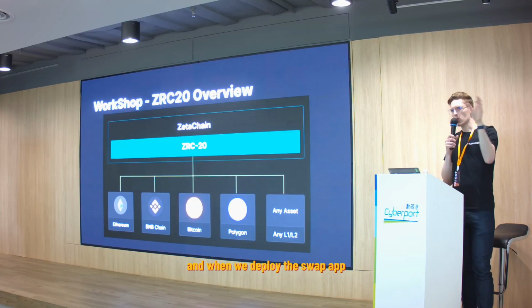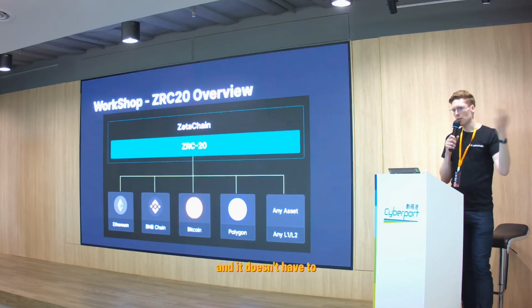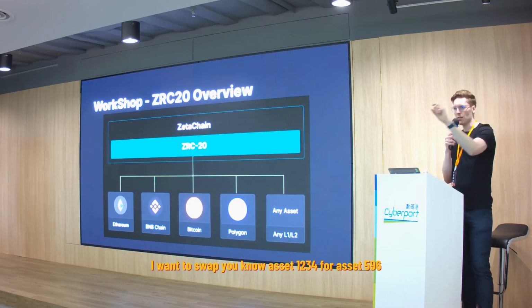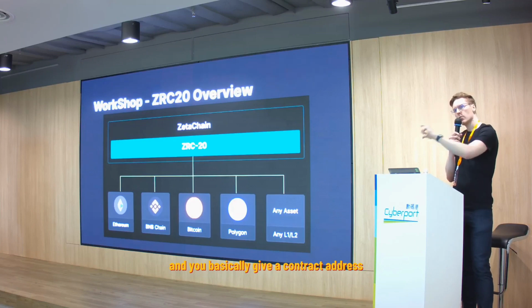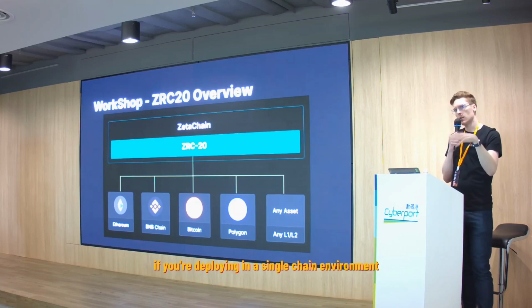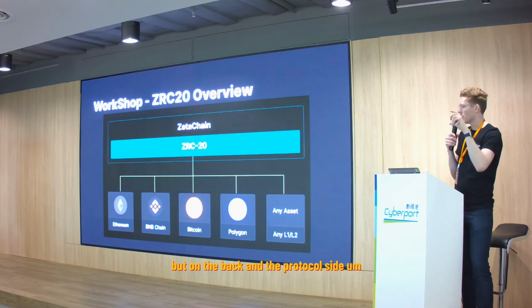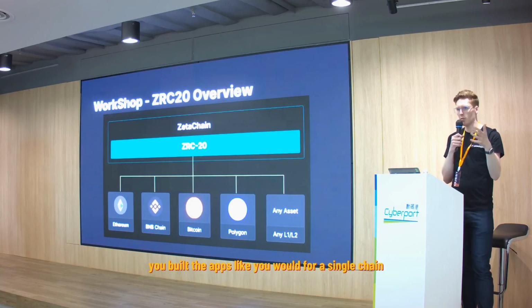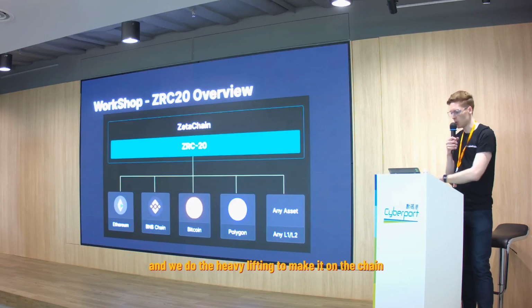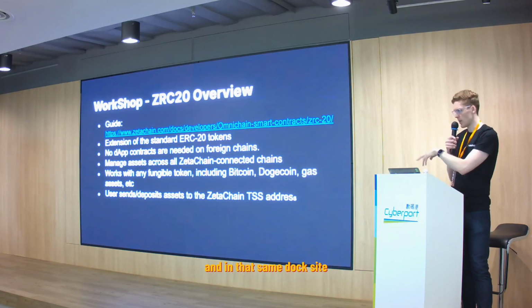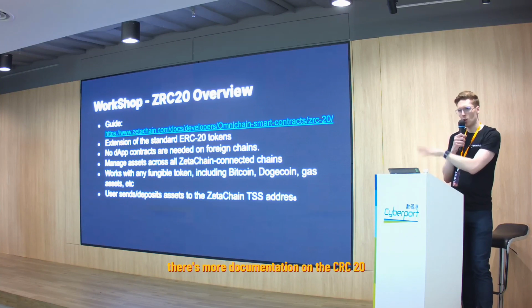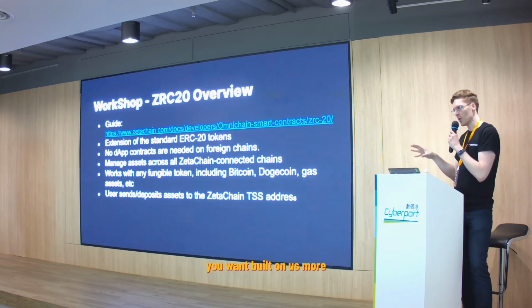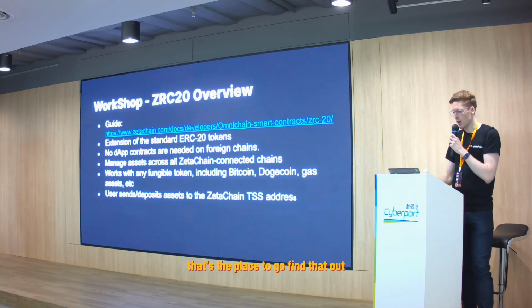And when we deploy the swap app, your swap app doesn't really know about these external chains, and it doesn't have to. You're simply going to say, I want to swap asset 1234 for asset 596, and you give it a contract address, just like you would if you were deploying in a single chain environment. But on the back end, the protocol side, it handles that cross-chain element. So you build apps like you would for a single chain, and we do the heavy lifting to make it omni-chain. In that same doc site, there's more documentation on ZRC20. We can go over that later. It's not important for this, but when you decide you want to build on us more, that's the place to go to learn more.